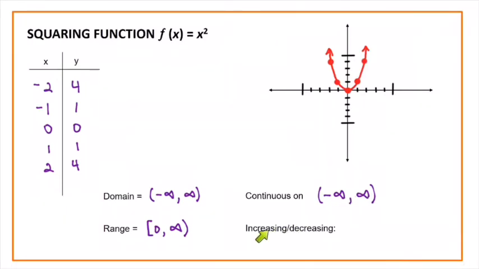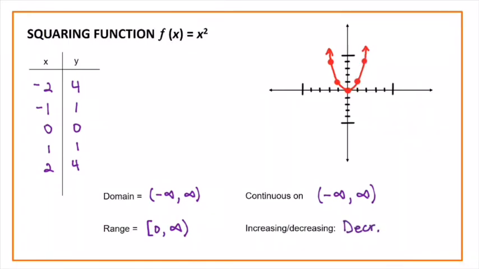And as far as where this graph is increasing or decreasing, you can see that the left half of the parabola is decreasing because the y values are getting smaller as we move to the right. But once we get to this lowest point, after that, the graph starts to increase. So notice that from x equals negative infinity all the way until x equals 0, it's going downhill, so that's decreasing. And then from x equals 0 until x equals infinity, it's going uphill.